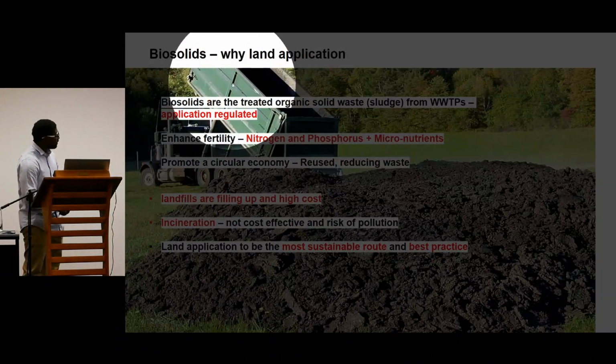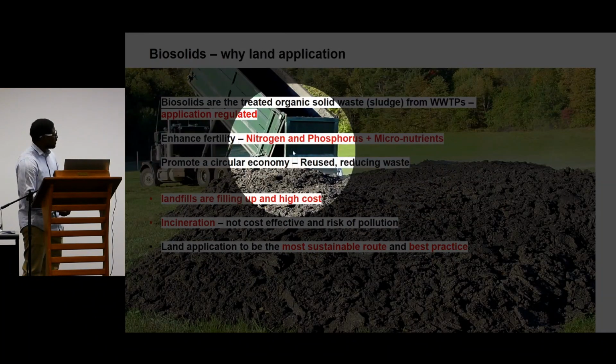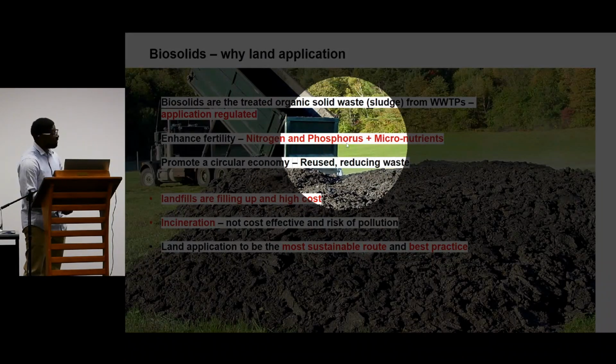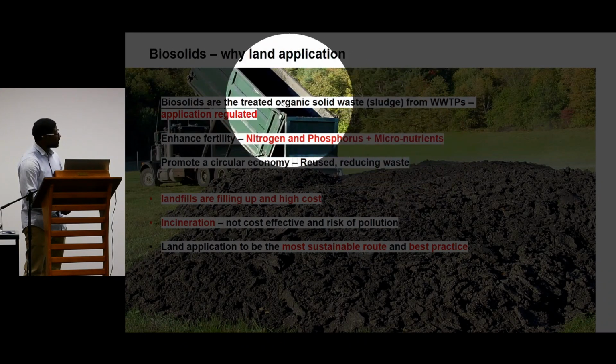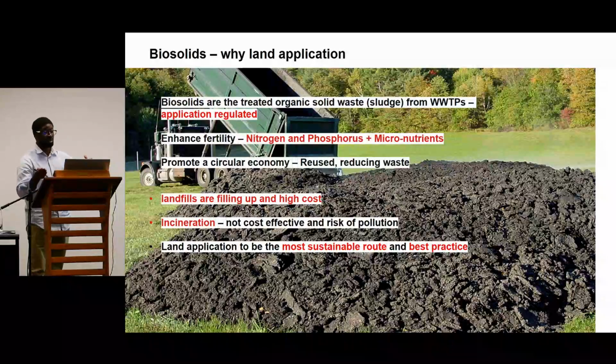And it is reused in agricultural soil because it contains nutrients, which are very good for the soil. That is nitrogen and phosphorus. And they also contain some micronutrients that are beneficial for the soil. They also promote a circular economy between the wastewater treatment plants and the agricultural sector. So it's like a cycle. The waste is generated, is treated, and then they make it beneficial for soil. So you end up reducing waste.